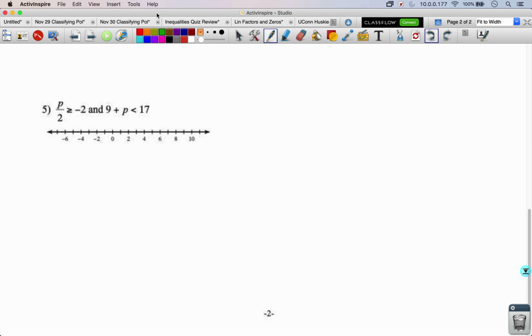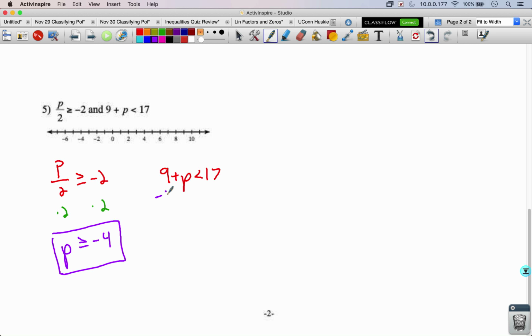Okay, one more. We've got p over 2 is greater than or equal to negative 2, and 9 plus p is less than 17. Solve each of these for p. Multiply both sides by 2 here. I did not multiply by a negative, so I do not need to flip the inequality here. I'll subtract 9. I get p is less than 8. And it still has the word and in between.